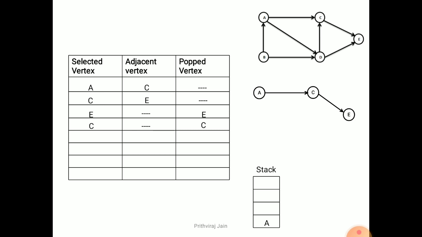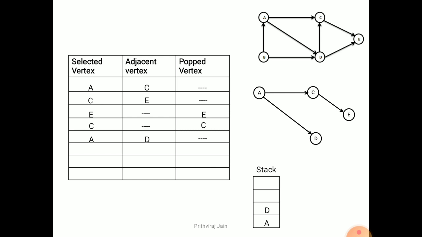In the next step, based on the top of the stack, we have A. The next selected vertex is A. From A, we already visited the vertex C. The vertex which is not visited is D, so we have the adjacent vertex D. We can select D and push D onto the top of the stack. Now the popped vertex is nil here. There is nothing to pop.